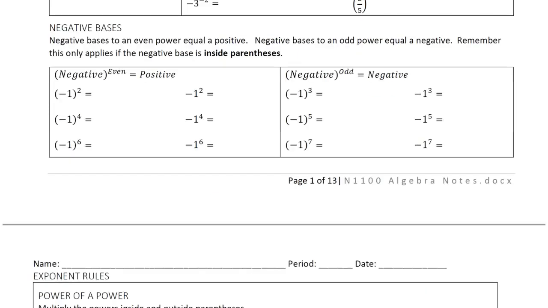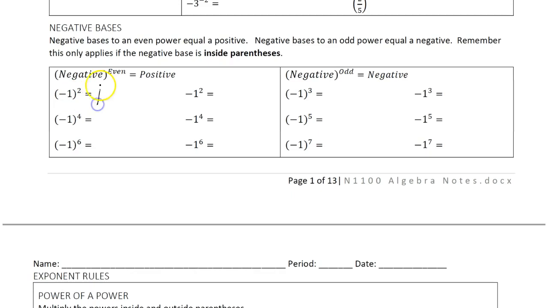Now consider negative bases inside and outside parentheses. A negative base inside parentheses to an even power is positive. A negative base inside parentheses to an odd power is negative. A negative base outside parentheses to any power is negative.